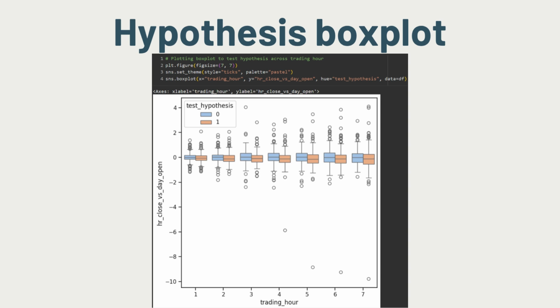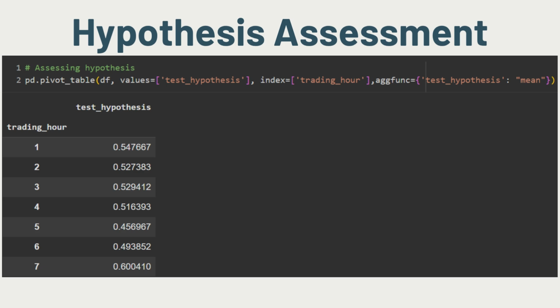As before, we can display it in a box plot to see the results visually. From the display, we can see that generally across the trading hours, it is a positively skewed data distribution, and there is no clear edge for the hypothesis to hold true. We can also check the aggregated mean of the hypothesis values, and it confirms that there is not a significant edge across the various trading hours, with most of the values hovering about 0.5. There is no difference between this hypothesis and a coin toss.